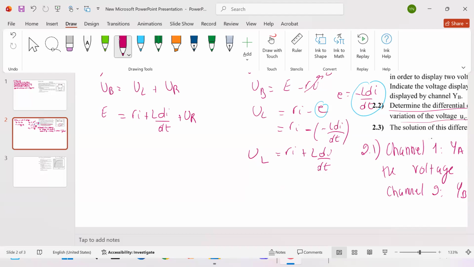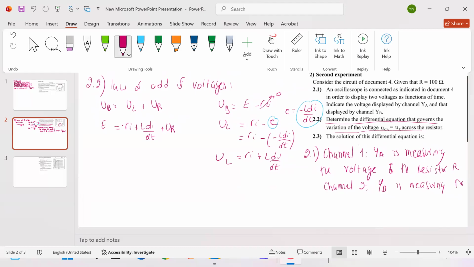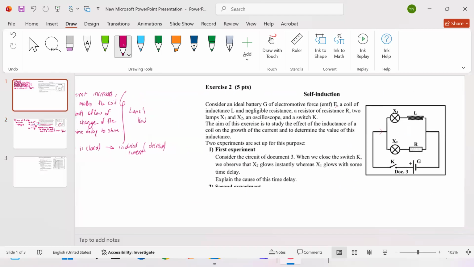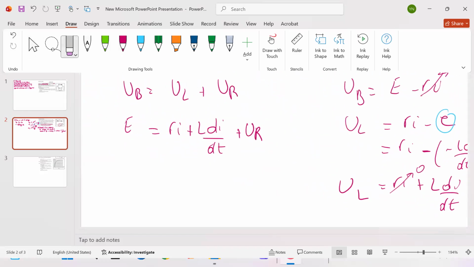Now, I will remind you that sometimes the internal resistance of the coil, the small r, is also zero. So be careful. Don't add just random variables that do not help you with anything. So you go back to the given and you check, what do you know about the coil? So we have a coil of inductance L and negligible resistance. So you can remove the resistance. Okay. So here I will remove ri and I will get E equals L di over dt.